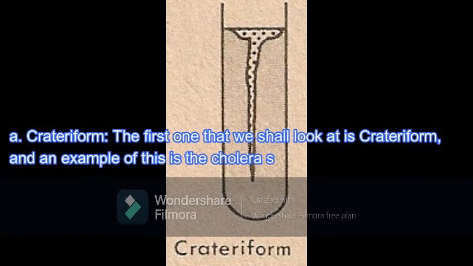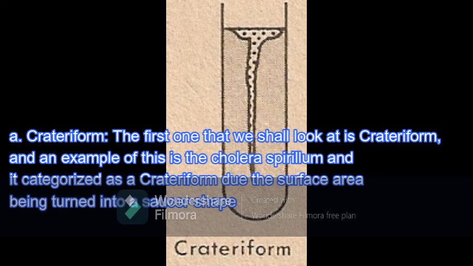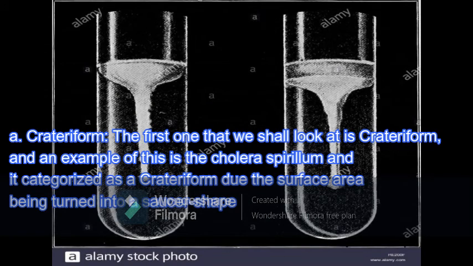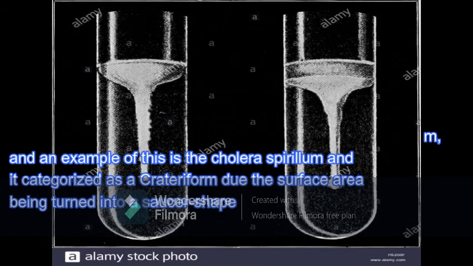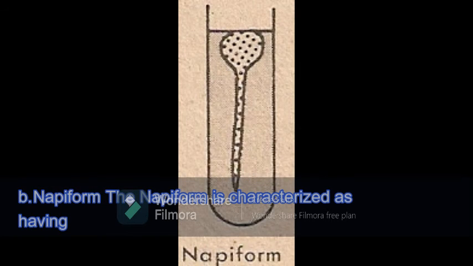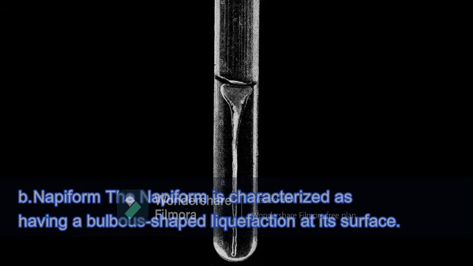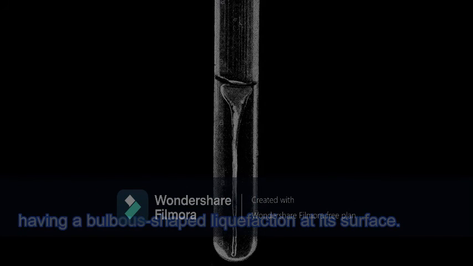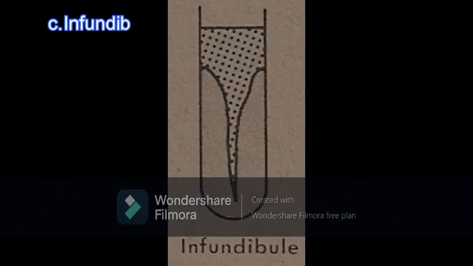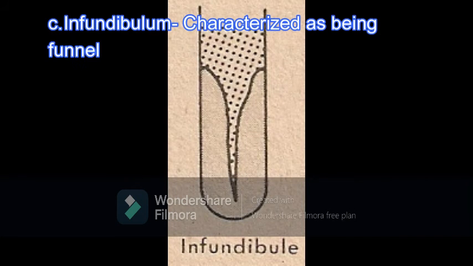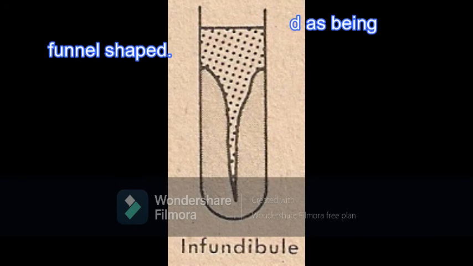The first one that we shall look at is crateriform, and an example of this is the cholera spirillum, and it is categorized as crateriform due to the surface area being turned into a saucer shape. The next pattern is napiform, and is characterized as having a bulbous, or bulb-like shaped liquefaction at its surface. The next form, or pattern, is characterized as being funnel-shaped on its surface, and this is called infundibuliform, or infundibulum.